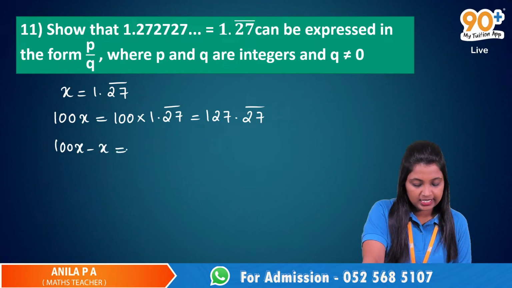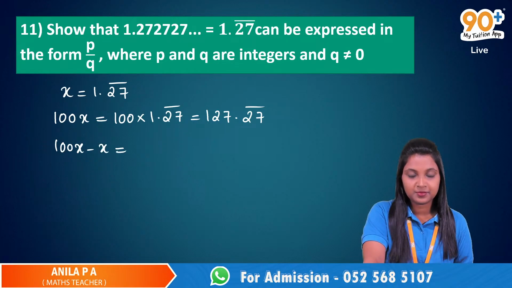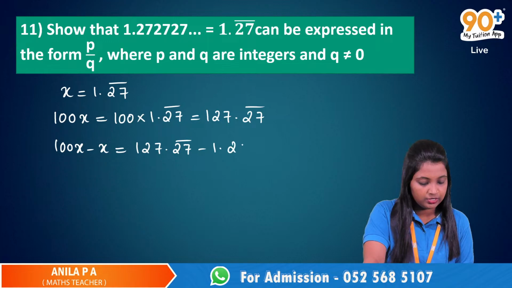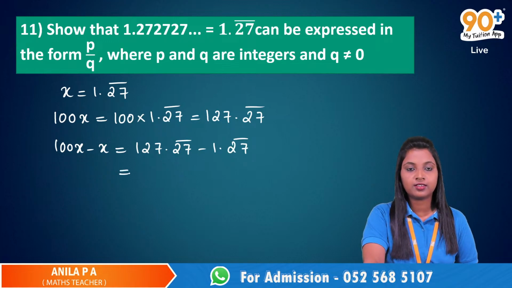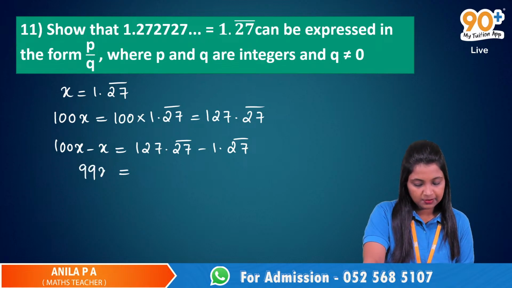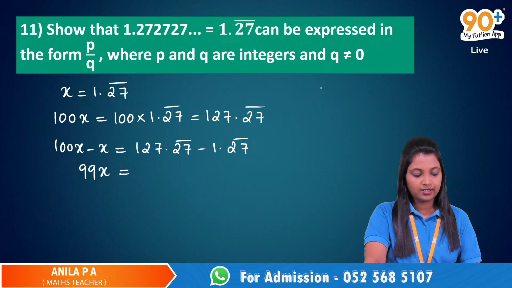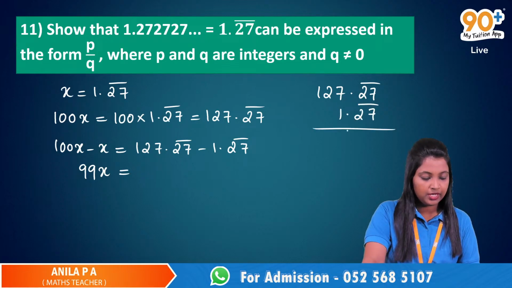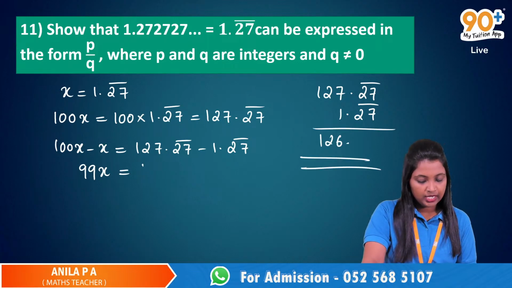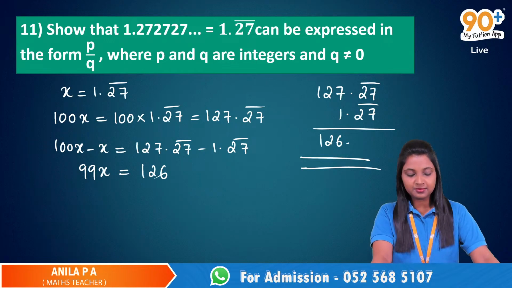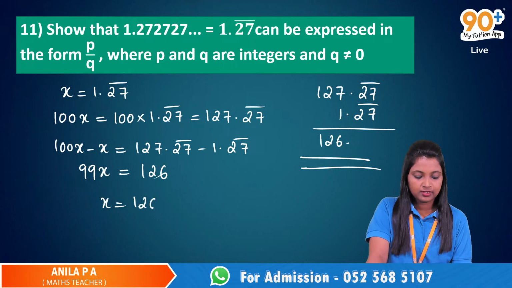Then we subtract x from 100x. Yes, 100x minus x, and 127.27 bar minus 1.27 bar, that is equal to 99x. Okay, 100x minus x is 99x, and 127.27 bar minus 1.27 bar will be 126. Yeah, so 99x is equal to 126. So x equals 126 by 99.